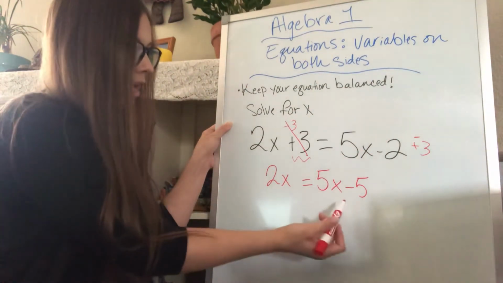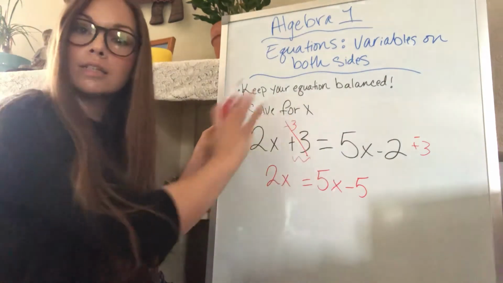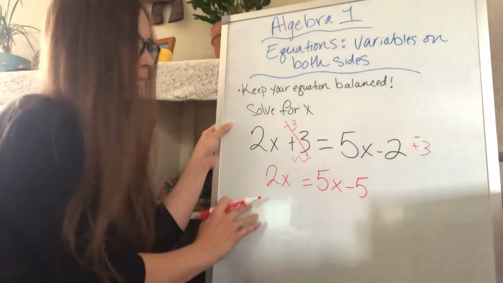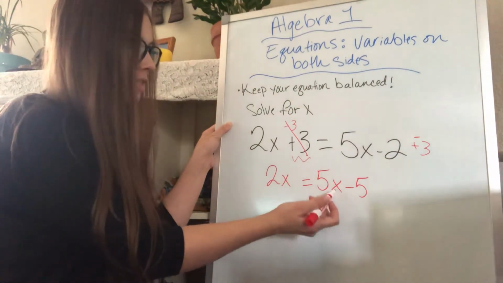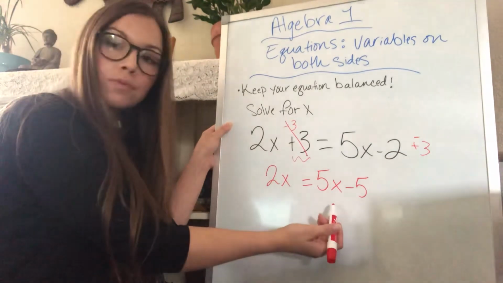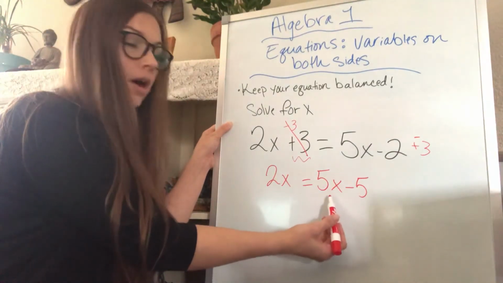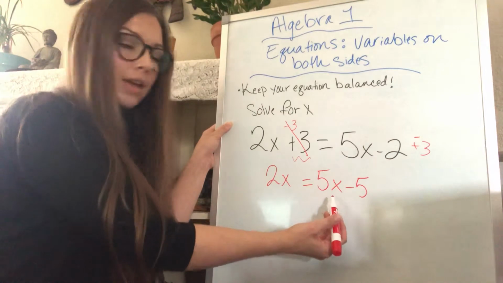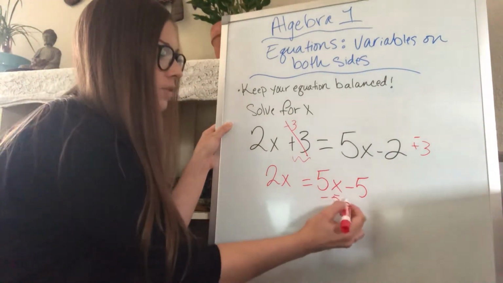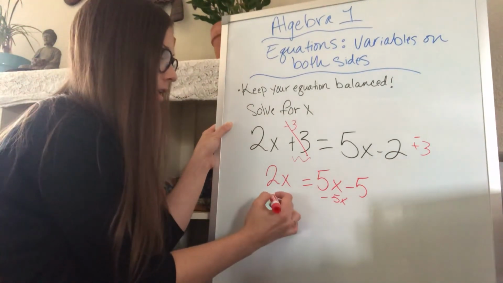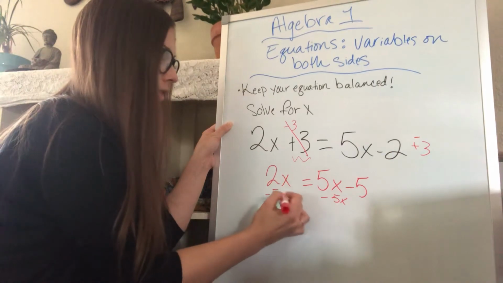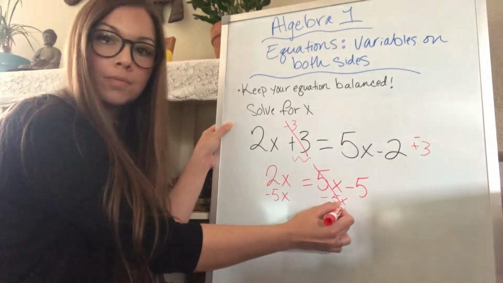So now I want to get any variables that are left over here onto the left side because that's where I want my variables. So I have a 5x and it's positive. So the opposite of a positive 5x would be a negative 5x. So I'm going to subtract 5x from this side and subtract 5x from this side. That's going to cancel over here.